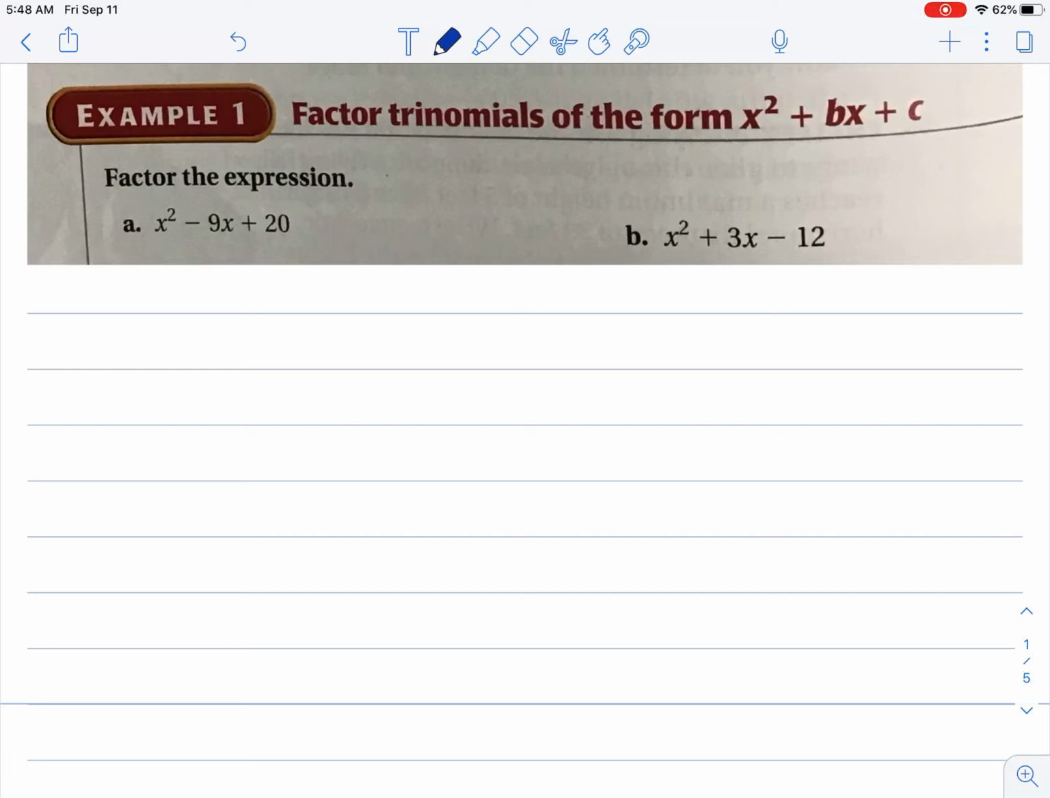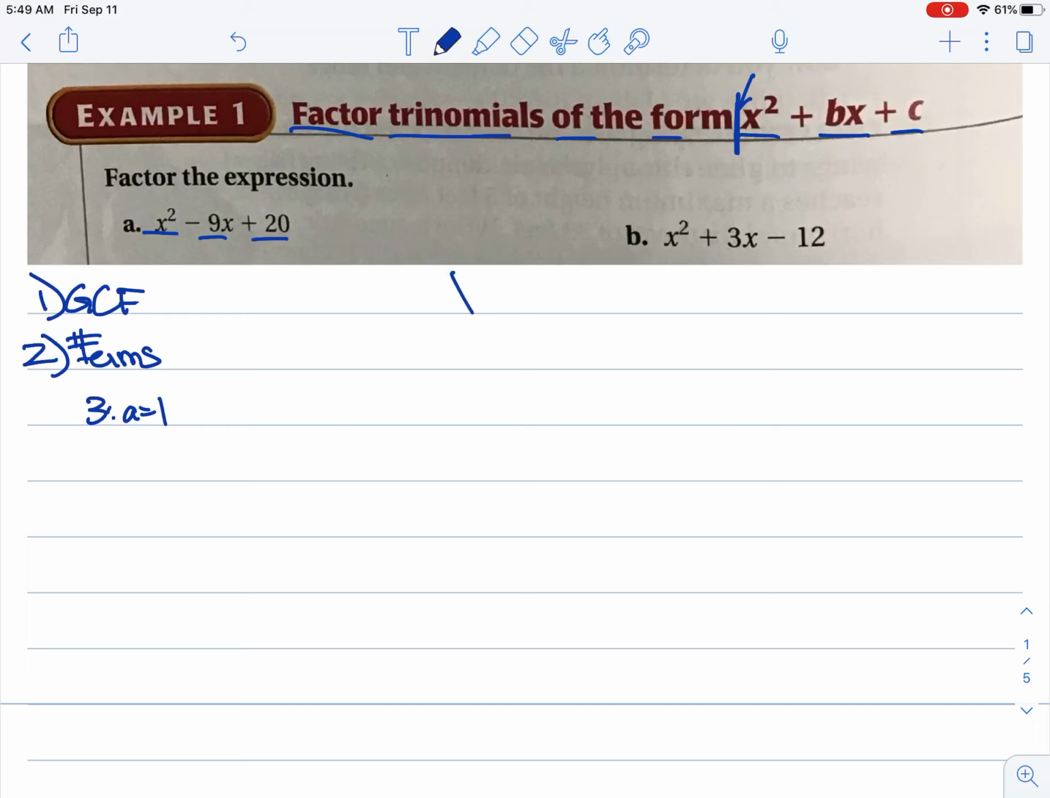Let's go ahead and do example number 1. We're going to factor the trinomials of the form x squared plus bx plus c, right? And it looks kind of like standard form, but remember that for x squared, there's just a 1 here. And on our graphic organizer, number 1, we always look for a GCF, right? And number 2, we count the terms. So how many terms do we have? We have 1, 2, 3 here. So we look for 3 terms, and the a value on the x squared is 1.